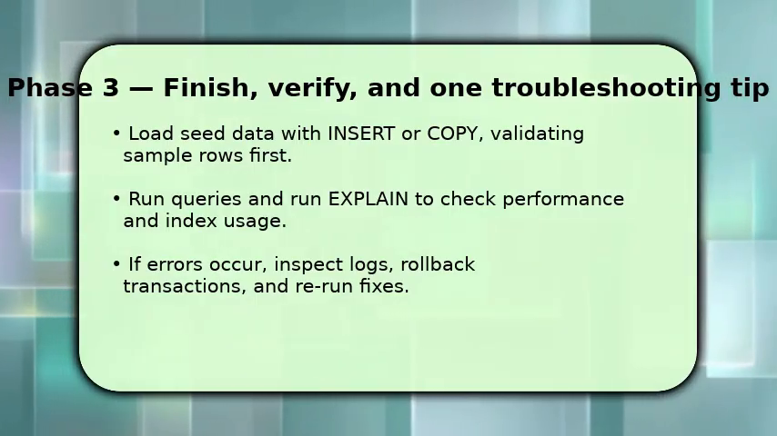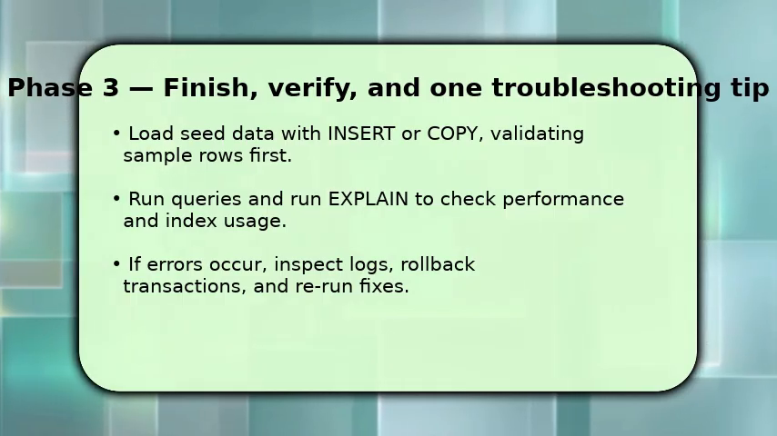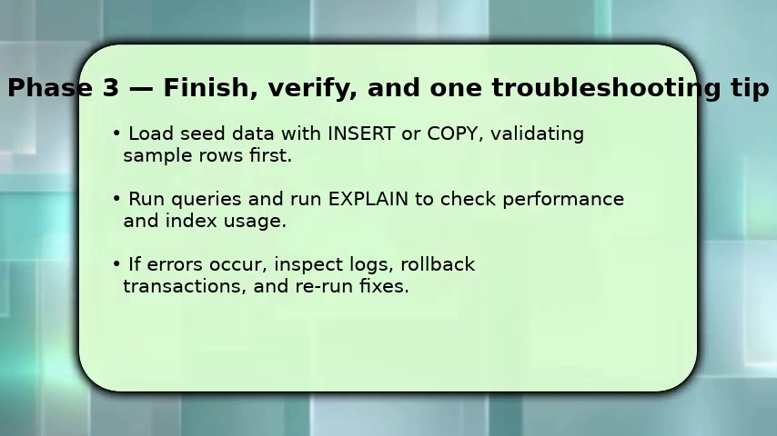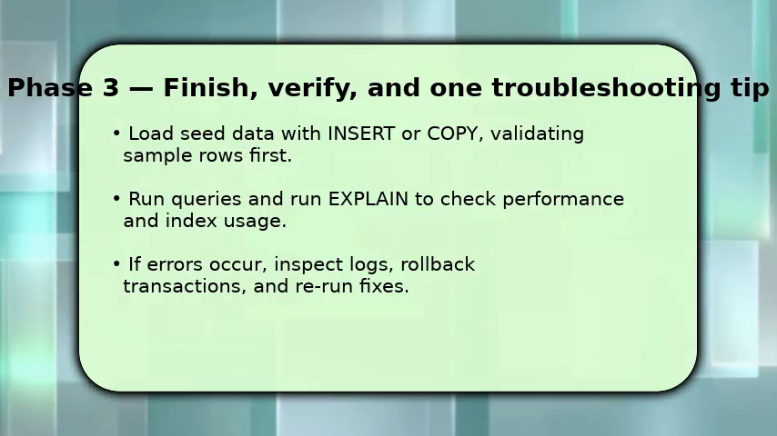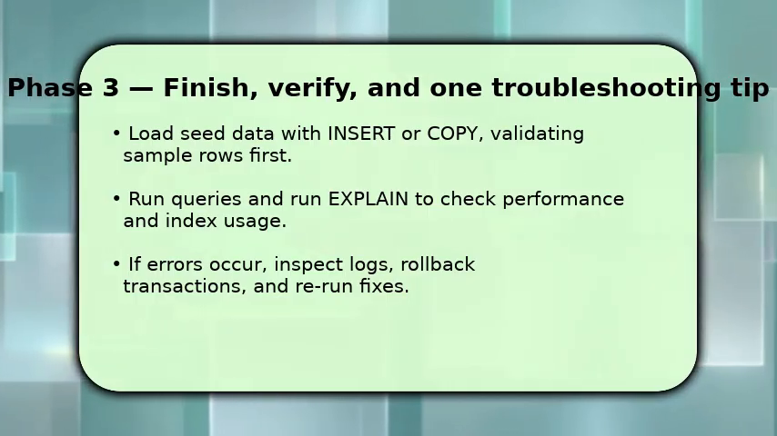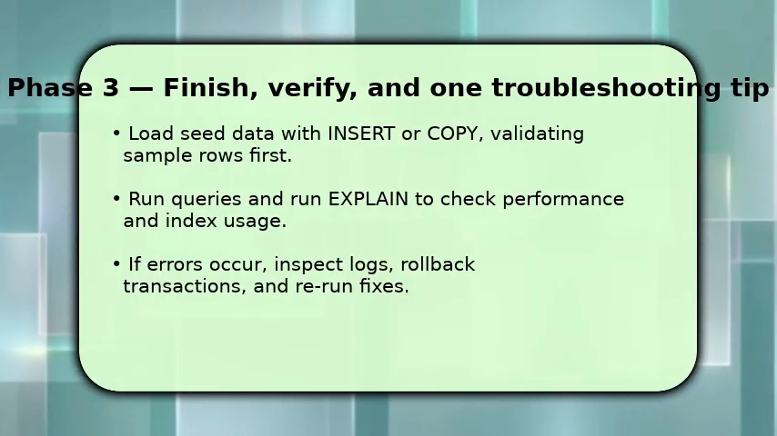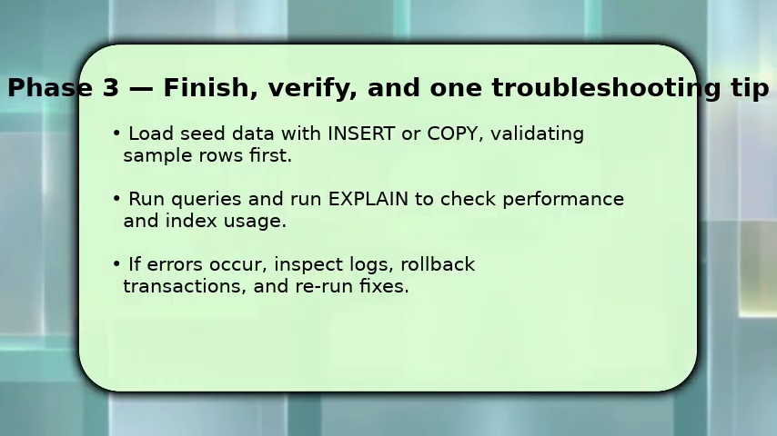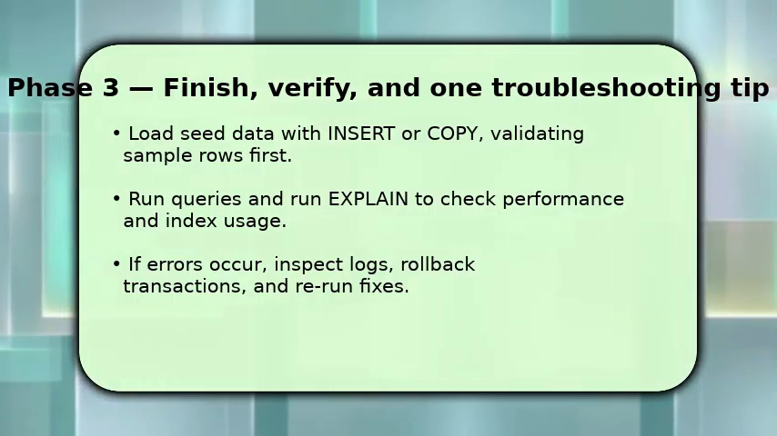Run basic queries and use explain or execution plans to verify indexes are used and joins perform well. Once satisfied, add migrations or version control for schema changes. If problems arise, roll back the last transaction, read the server error messages, and check constraint definitions. Those usually reveal the issue. As a quick tip, enable verbose logs temporarily.